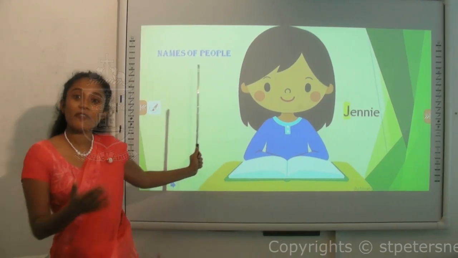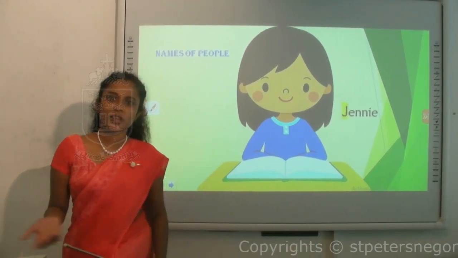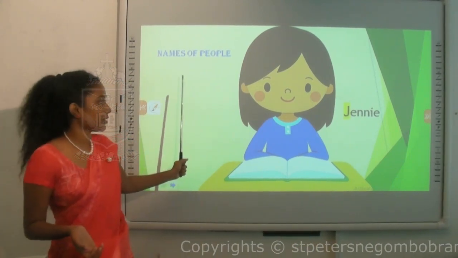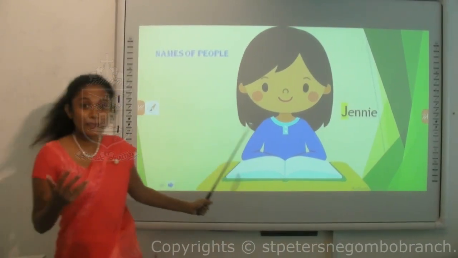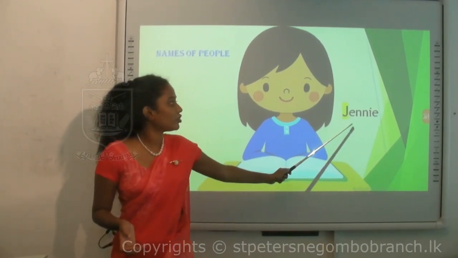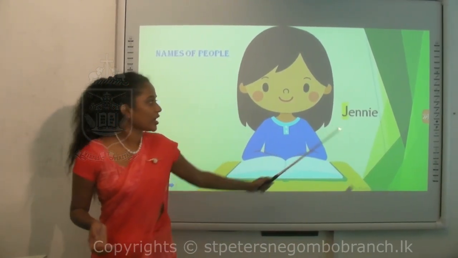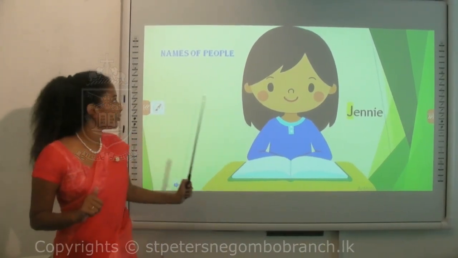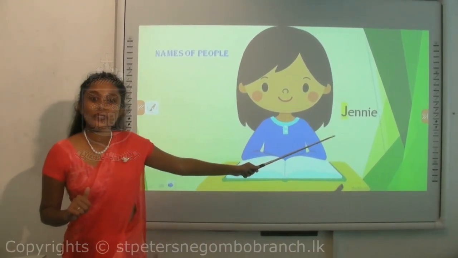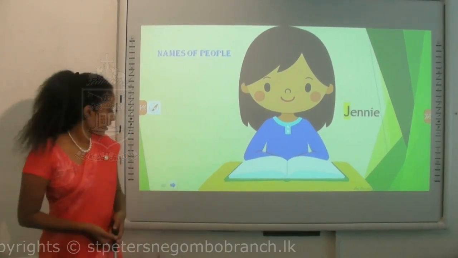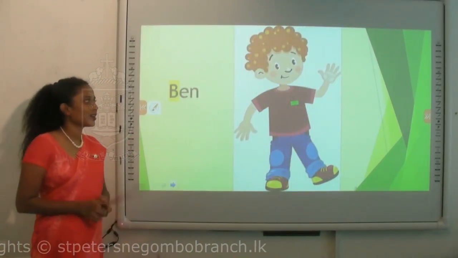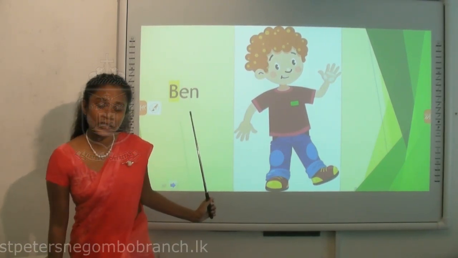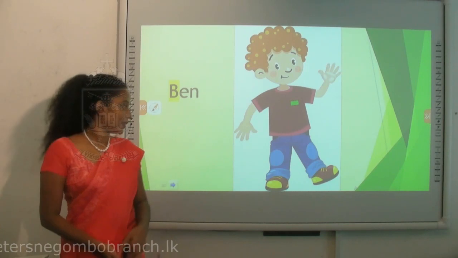For the names of people in a sentence, we can use capital letters everywhere. Here it is the girl, Jenny. The first letter is capital J. So we need to use the first letter of Jenny as a capital. And here it is a boy. The first letter of the boy, Ben, is capital. The next one.